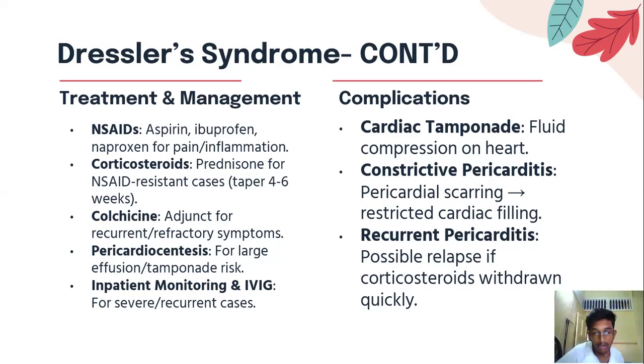Then there's recurrent pericarditis. Dressler syndrome can relapse, especially if corticosteroids are abruptly withdrawn. That's why I said earlier they must be tapered over 4 to 6 weeks.